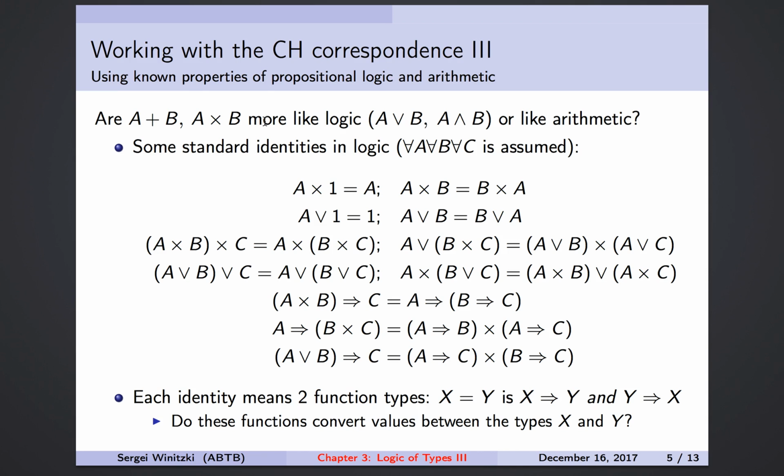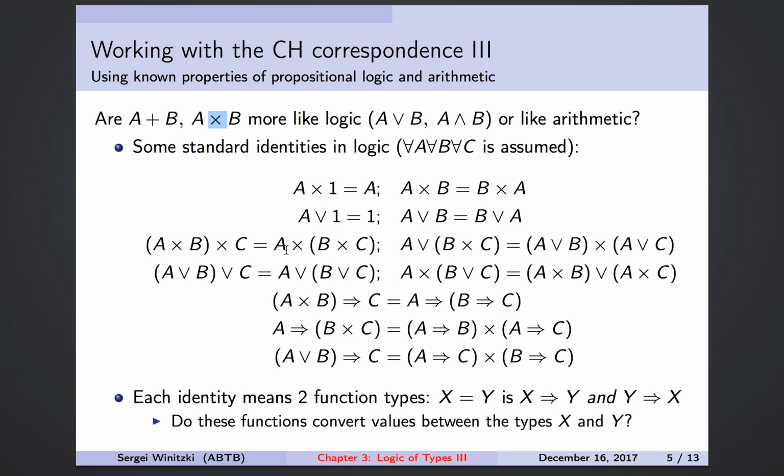This was intentional. The logical symbols, which are the disjunction and the conjunction, do not have the same properties as the arithmetic operations of addition and multiplication. They do have properties that look similar. So here are some standard identities in logic. For example, A and 1 is A. A and B is equal to B and A, and so on.